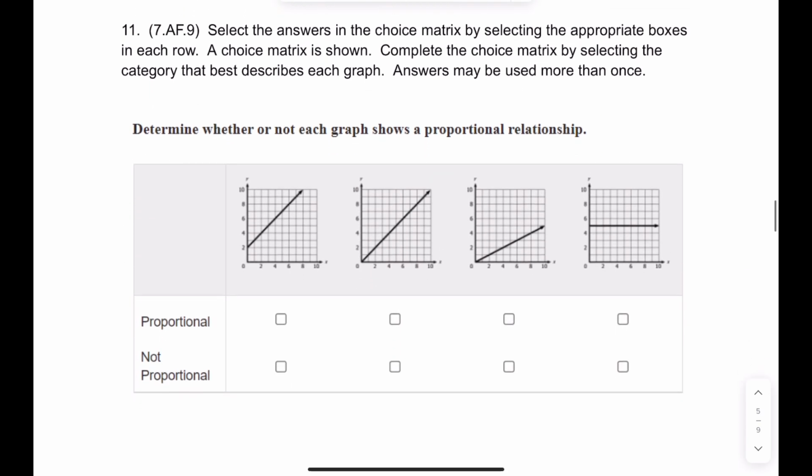Okay. Select the answers in the choice matrix by selecting the appropriate boxes in each row. A choice matrix is shown, and make sure you complete the matrix by selecting the category that best describes the graph, okay? Now, we're talking about proportional relationships here. Remember, proportional relationships when we're looking at graphs is if it starts at the origin. If it doesn't start at the origin, it is not proportional, okay?